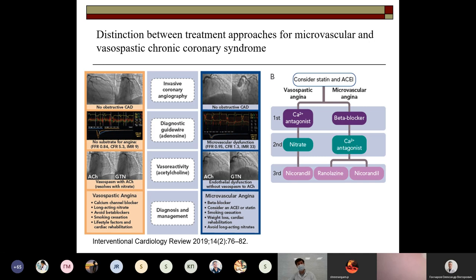Adding some drug that improves survival should be used. In contrast, microvascular angina is required to be treated with a combination of beta blockers with calcium channel blockers, and additionally you can use ranolazine or nicorandil in this treatment scheme. And the final result should be a combination of statins and ACE inhibitors with anti-angina drugs plus metabolic active drugs and nicorandil if microvascular angina is present.